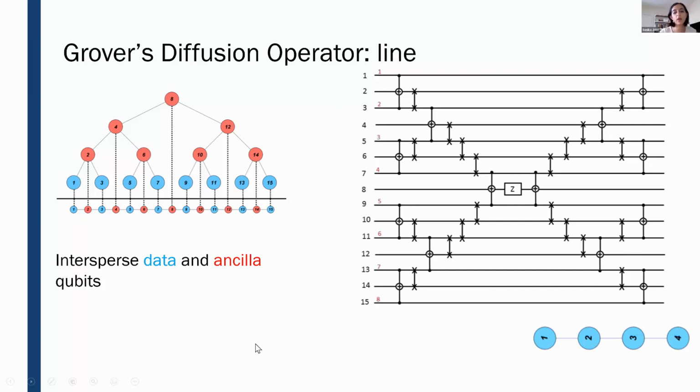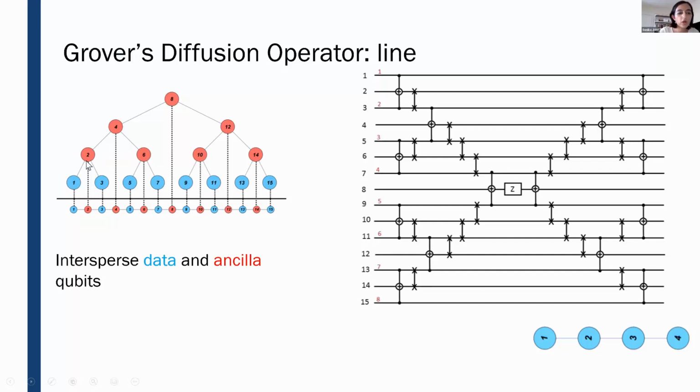So how do we do this if you have a linear chain of qubits? The idea is that if you have this chain of qubits, you intersperse these data qubits with ancilla qubits. If you have access to Toffoli gates, you store the result of doing an AND operation between qubit 1 and 3 on qubit 2, then you do an AND operation between qubit 5 and 7, and you store it in 6, 9 and 11, you store it on 10, and so forth.